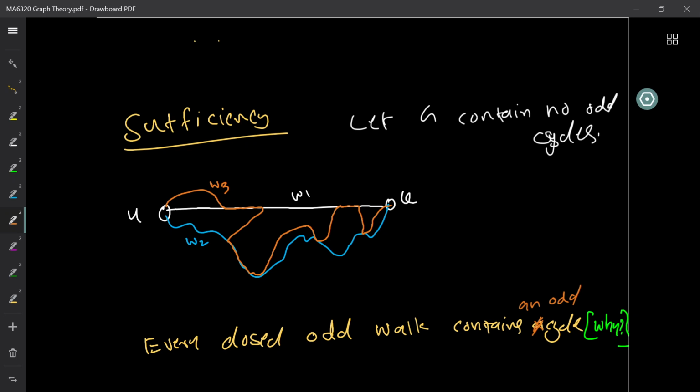Okay, so we are now going to claim the following. Suppose I have the graph G and pick some vertex u. Let u belong to the vertex set.